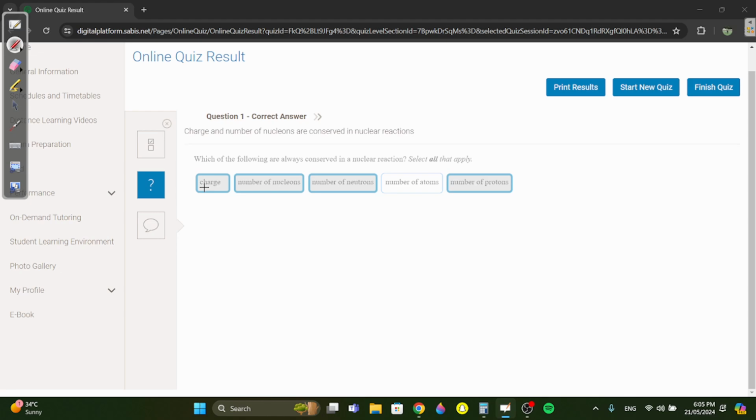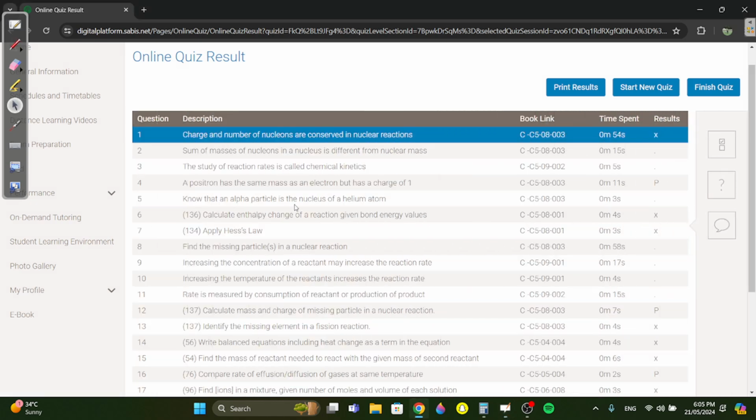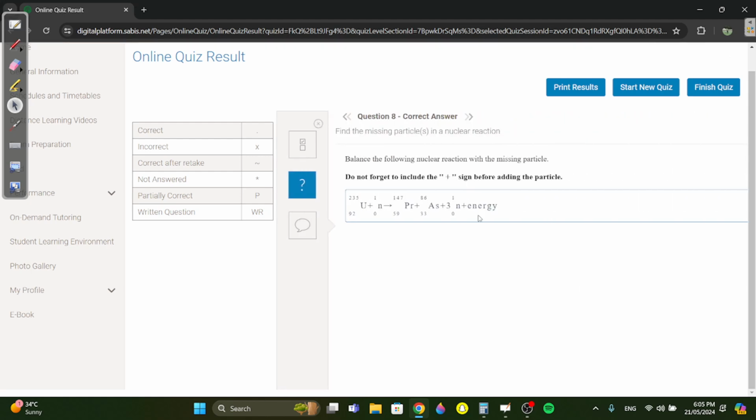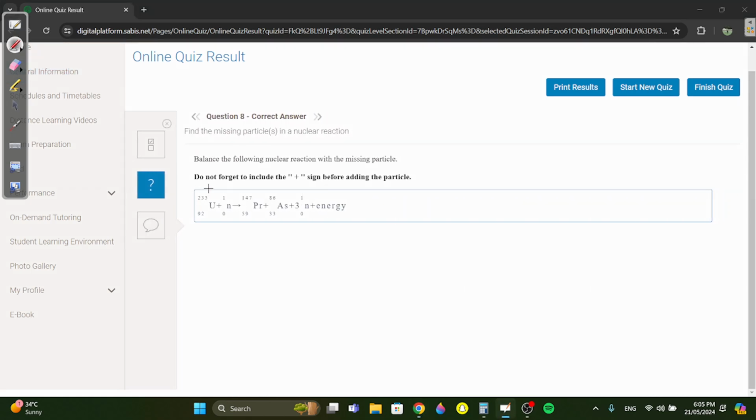Whenever we have nuclear reactions, you know that the mass on the left is always equal to the mass on the right, and the charges on the left are always equal to the charges on the right. So what does the mass represent? The mass represents protons plus neutrons, right? Okay. So the protons are always conserved. The neutrons are always conserved.